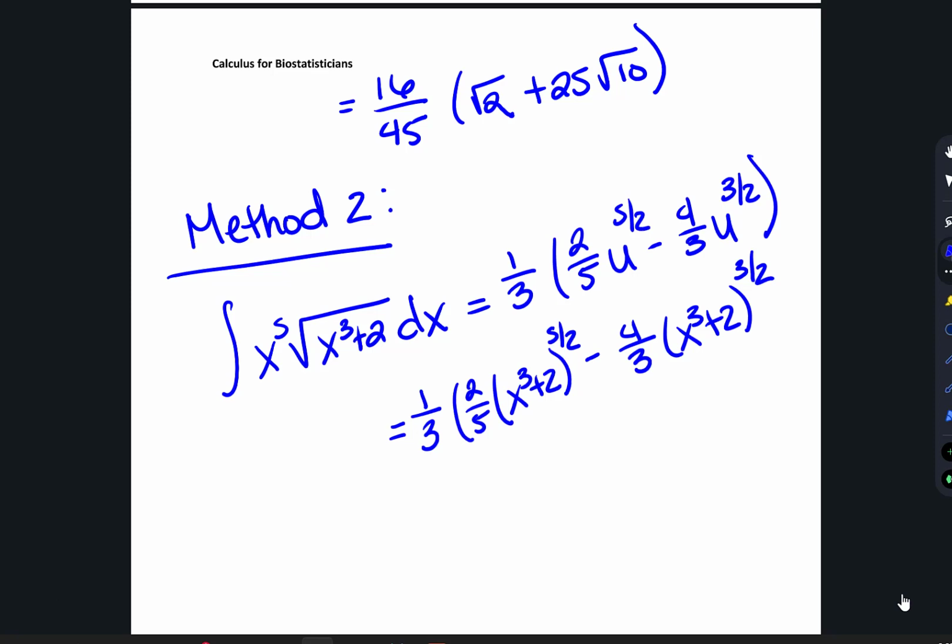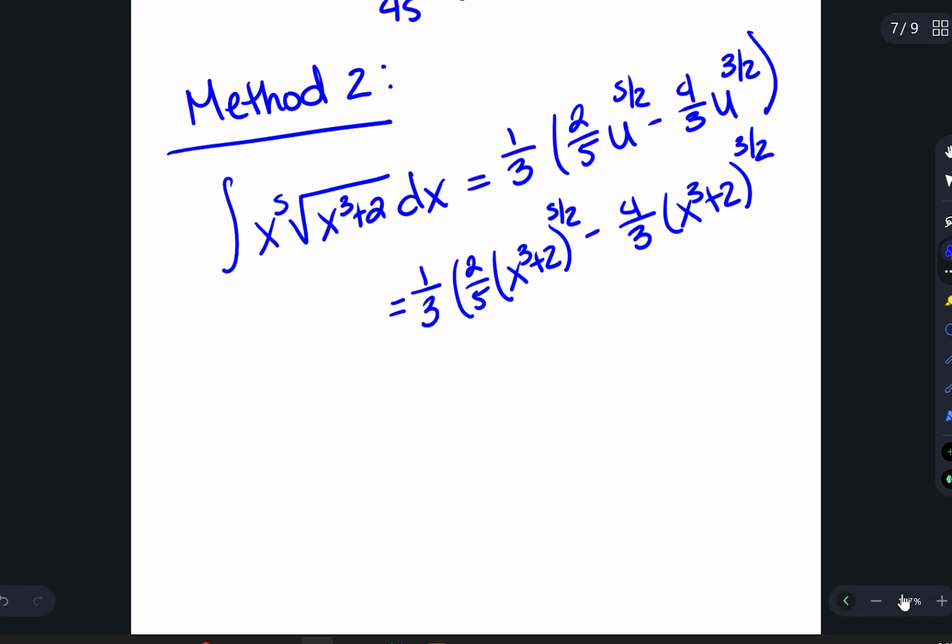And then, sorry, I've kind of got this going up and to the right. What we would do is, now that this is in terms of x, we would evaluate at our original limits from 0 to 2.